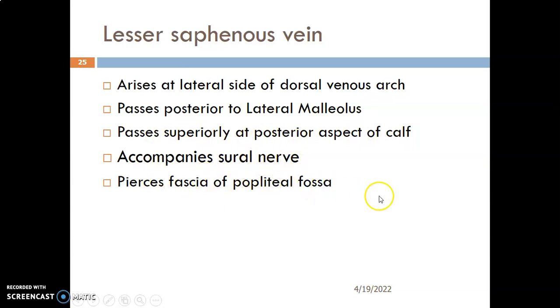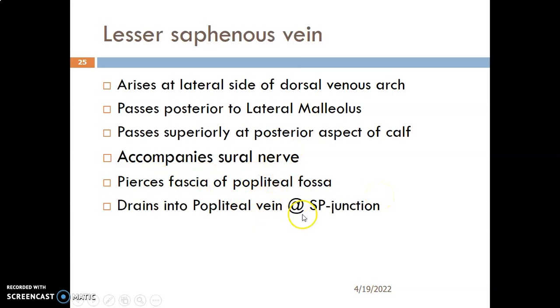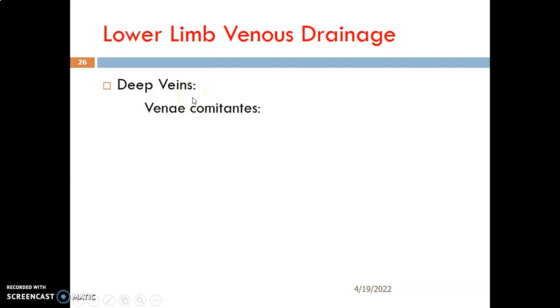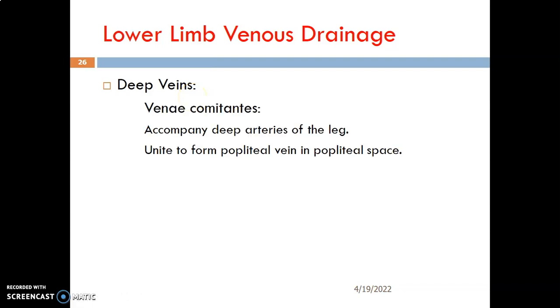It pierces the fascia of the popliteal fossa, then drains into the popliteal vein at the saphenopopliteal junction between the small saphenous vein and the popliteal vein. So, the small saphenous vein usually has perforators that continue superiorly, so it drains into the deep veins. Okay, so the deep veins of the lower limb, those were superficial.